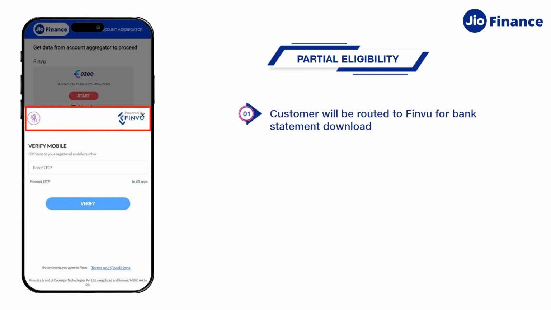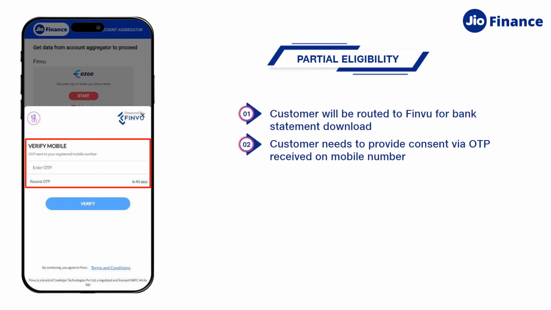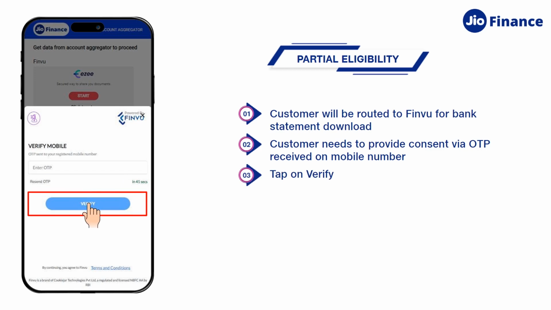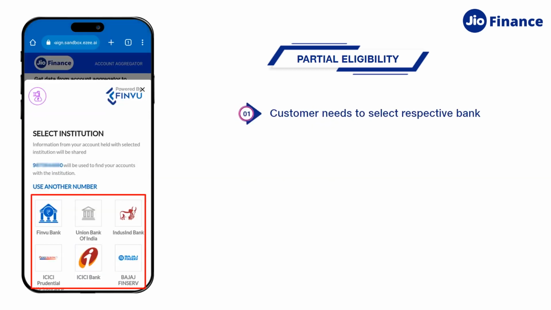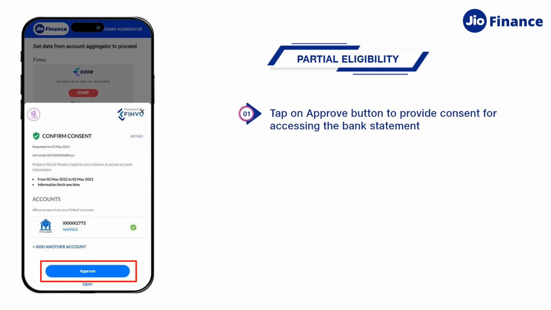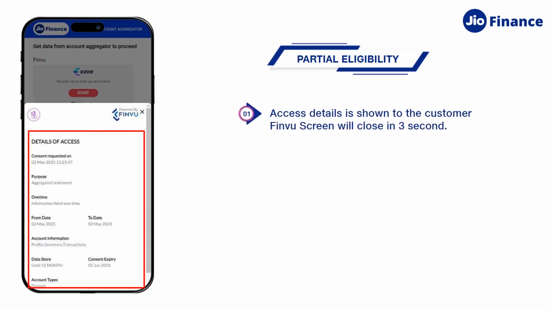Now the customer will be routed to Finnone for bank statement download. The customer needs to provide the consent via OTP received on his or her mobile number and tap on Verify. Next, the customer needs to select the respective bank. Customer needs to provide consent for accessing the bank statement by tapping on the Approve button. Here, the access details is shown to the customer. This screen will close in 3 seconds.